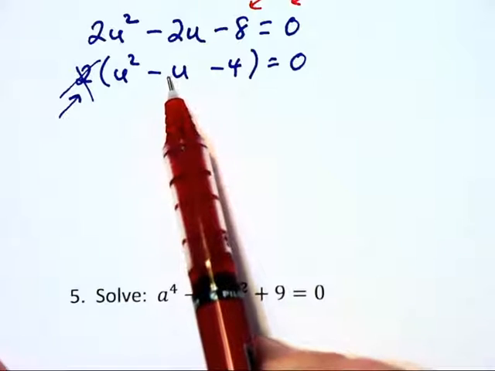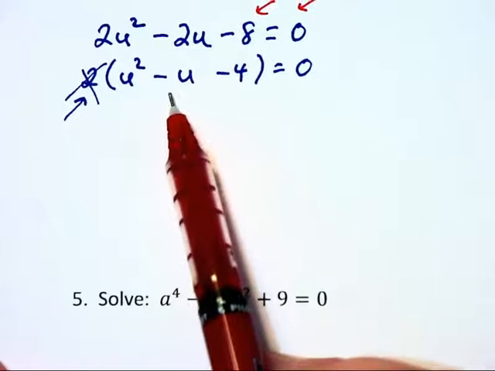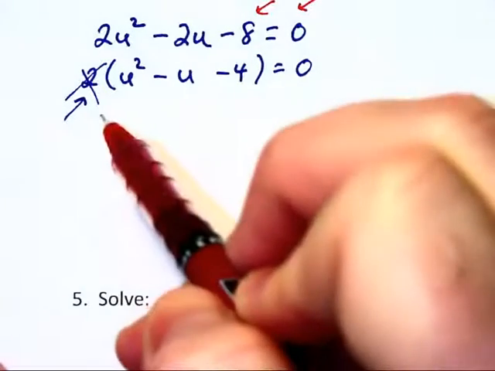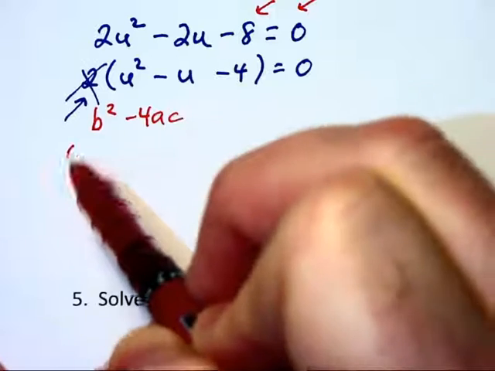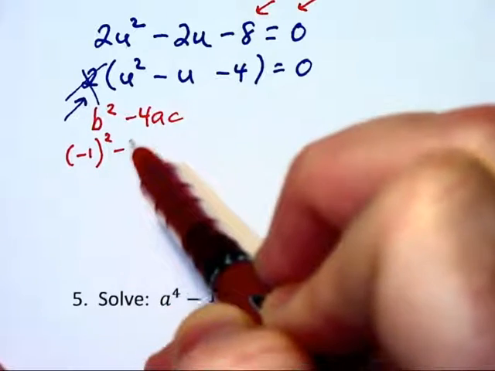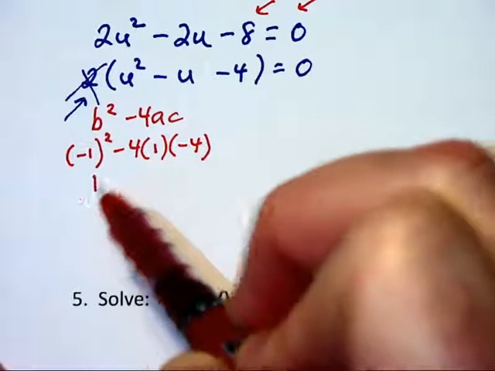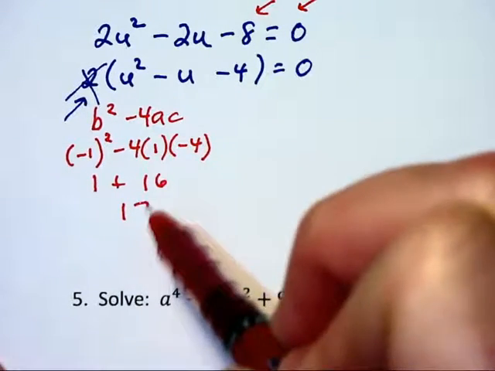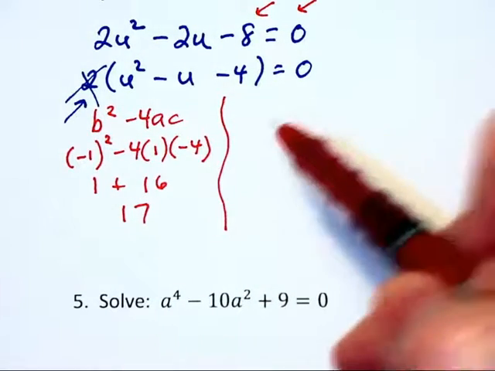Because there's an odd coefficient which is harder to cut in half and create fractions, I don't want to use completing the square. So I'm going to go to the quadratic formula and evaluate the discriminant. This will be negative 1 squared minus 4 times 1 times negative 4, which will be 1 plus 16, which is 17. Then I can move on to the rest of the quadratic formula.